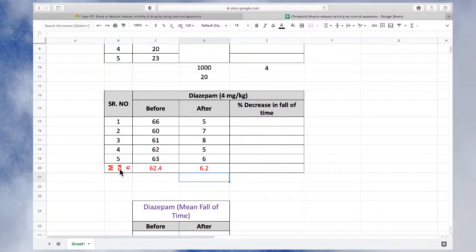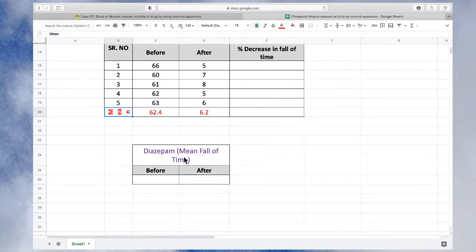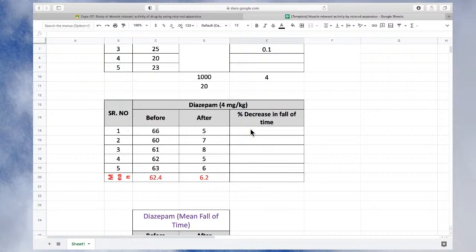So we have calculated the mean fall off time. This is called the mean fall off time, and you can write it here. It is 62.4 before the treatment, and after the treatment the mean fall off time is 6.2. Likewise, you can also calculate the percentage decrease in activity. How will you calculate the percentage decrease in activity?